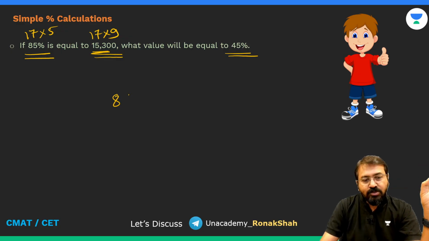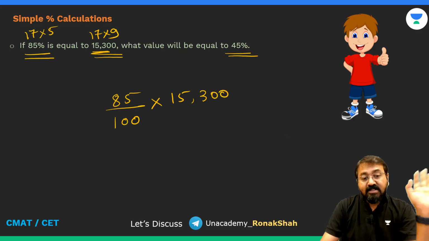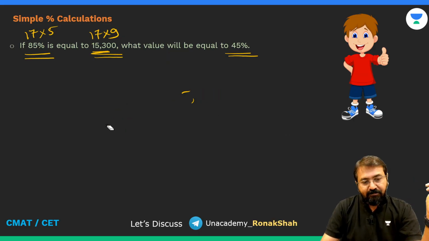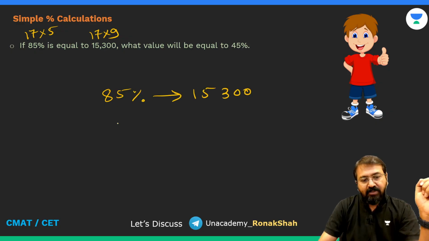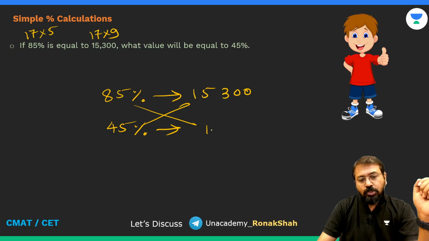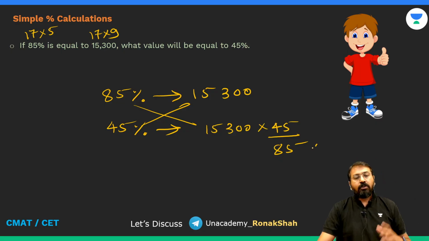So what you can do is just write down 85% means 85 upon 100 of 15,300. In fact, this is given, sorry, we are given 85% as this one. So 85% is equivalent to 15300, and we need to find out 45%. So we can do the cross multiplication. So we'll get 15300 into 45 divided by 85. This is what we need to find out, right?